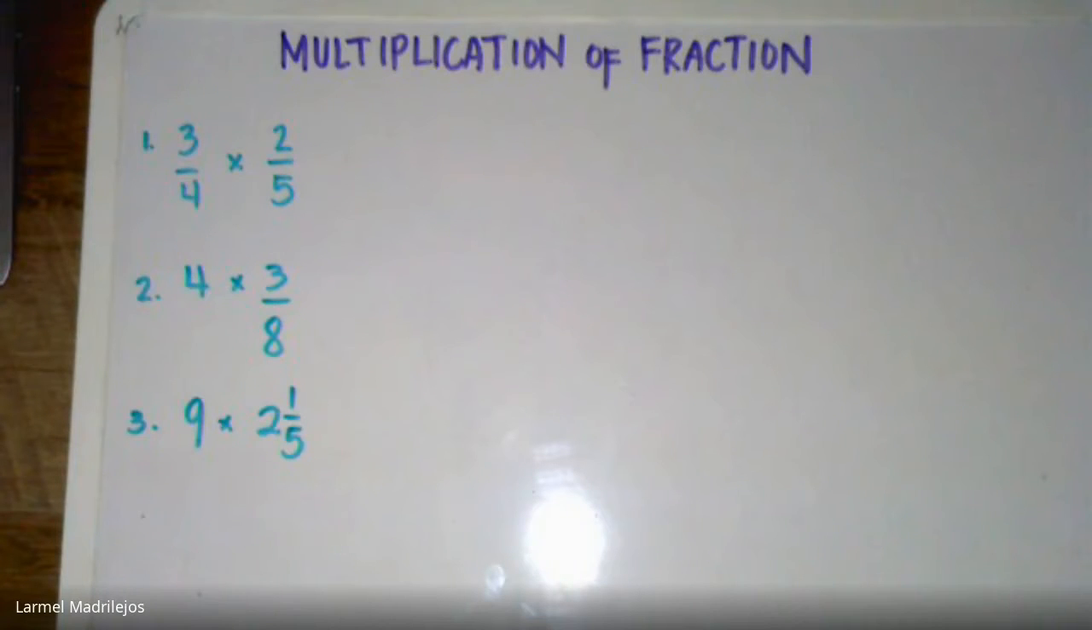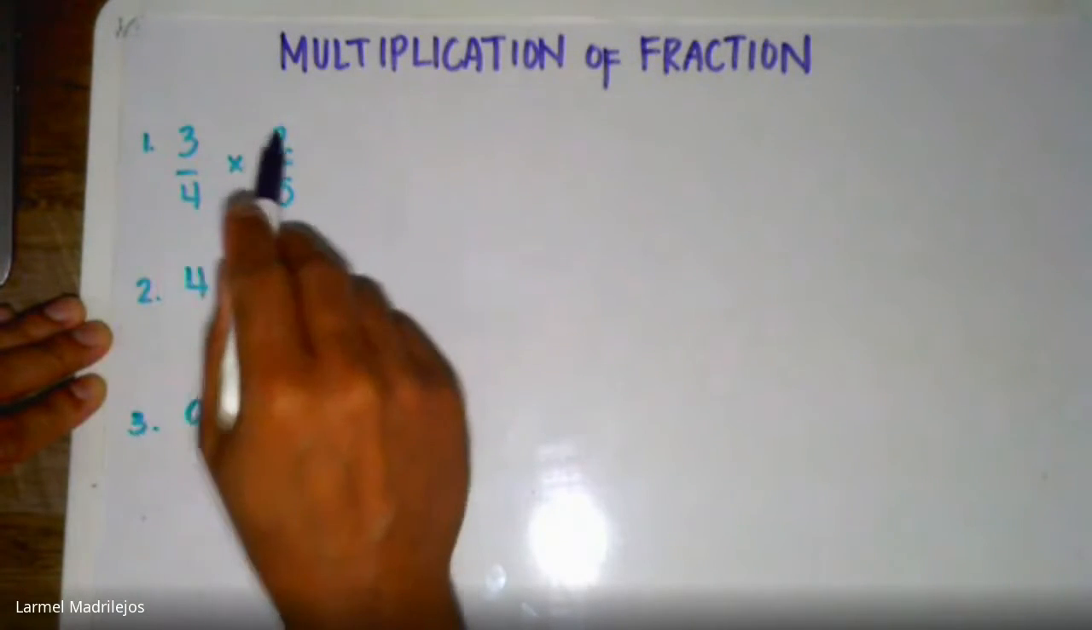Multiplication of fractions. This is the easiest fraction. It's just multiplying numerator by numerator, denominator times denominator. I have 3 examples here: easy, medium, and also easy. Okay, let's start with the first question.